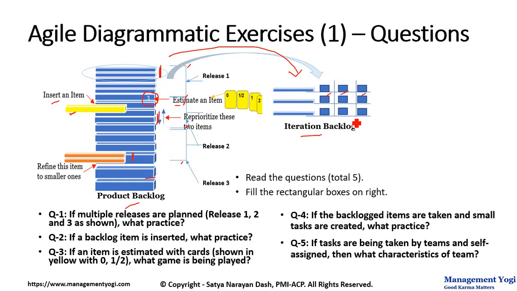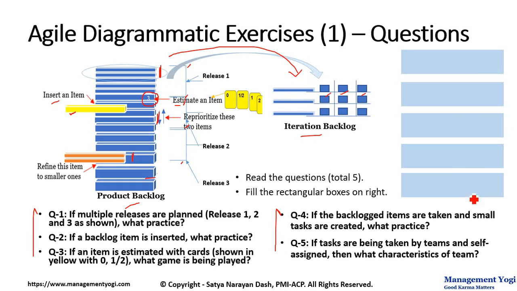Now related to it, I have 5 questions in total, from question 1 till question 5. And on the right I have 5 rectangular boxes. So these are the 5 rectangular boxes. You have to read the question and fill the rectangular boxes with the answers. Bring out your pen and paper or pencil, just note down the answers. Once you are done, you can come back to see the solution. You can pause here.